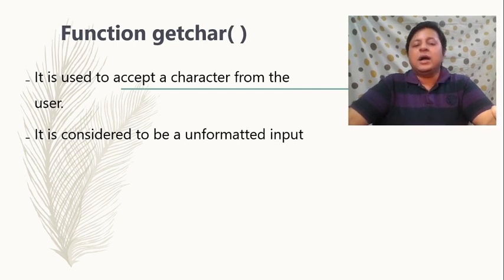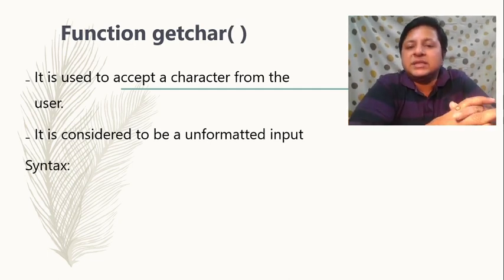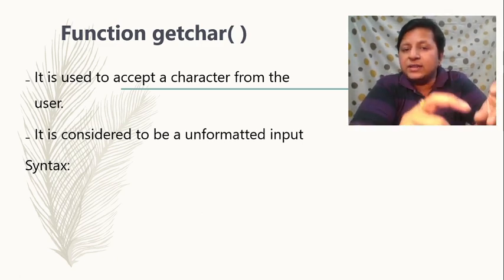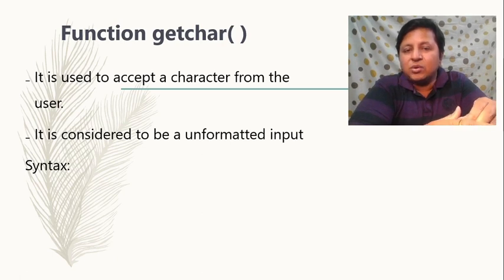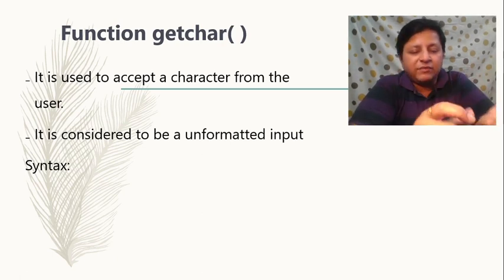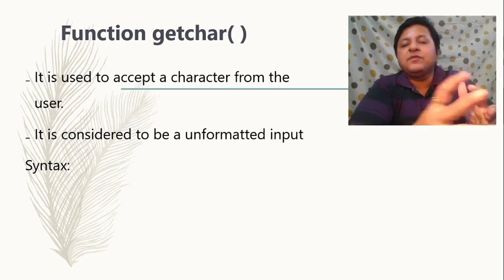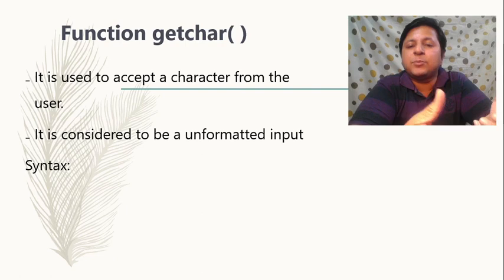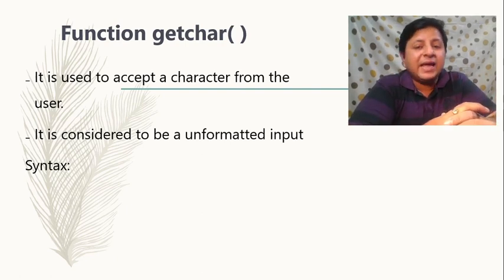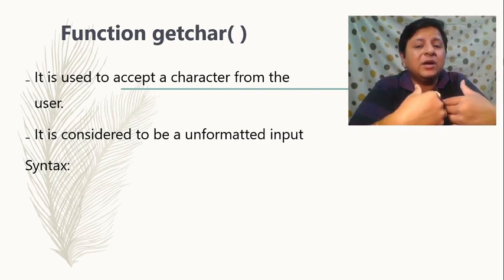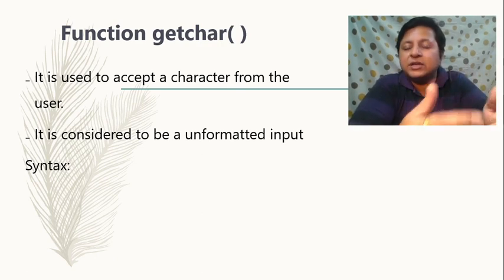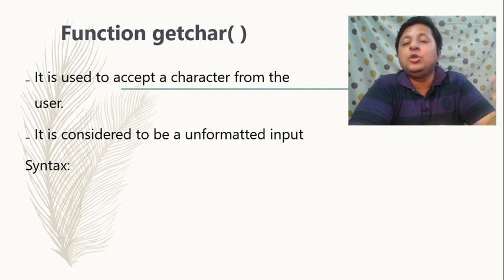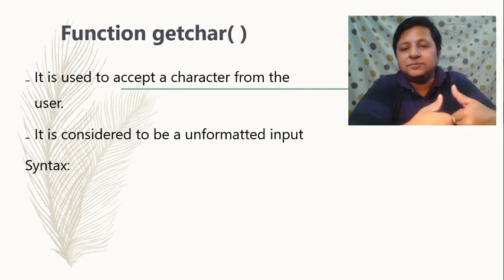Let us try to understand the syntax. The name of the function is getchar. Maybe this is the first time you are looking at the syntax of a function. You always first deal with the name of the function. Then after the name, you have the argument list, that is what the function is supposed to accept. Now, getchar is not supposed to accept anything from the programmer. The programmer is not going to give anything to getchar. Rather, getchar accepts a character from the user and that will be returned.